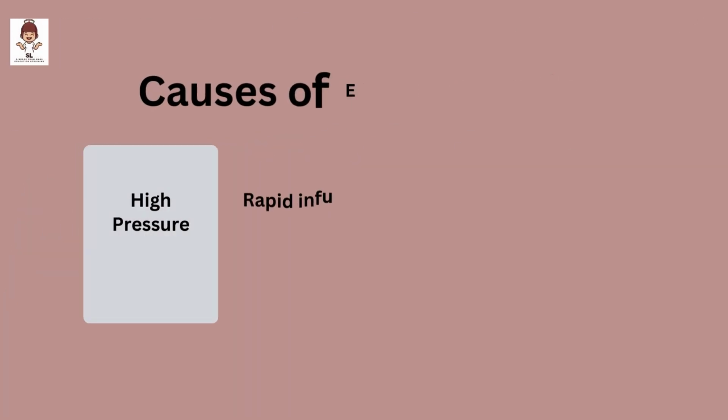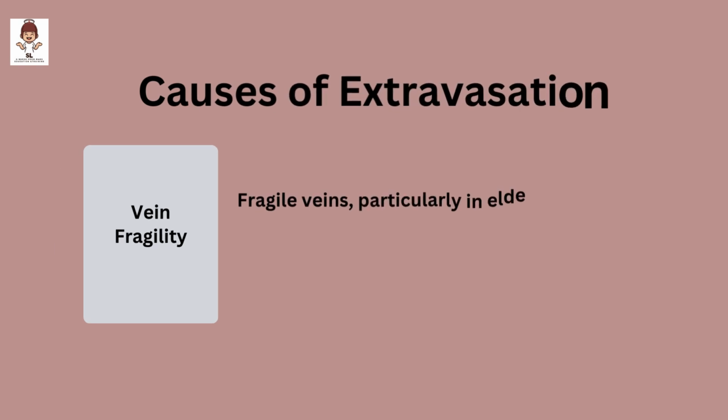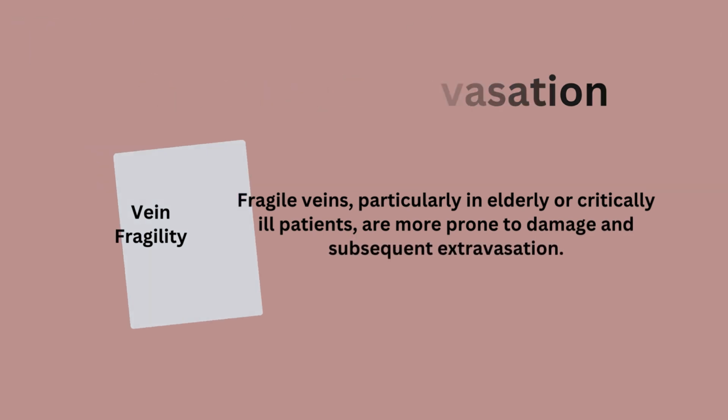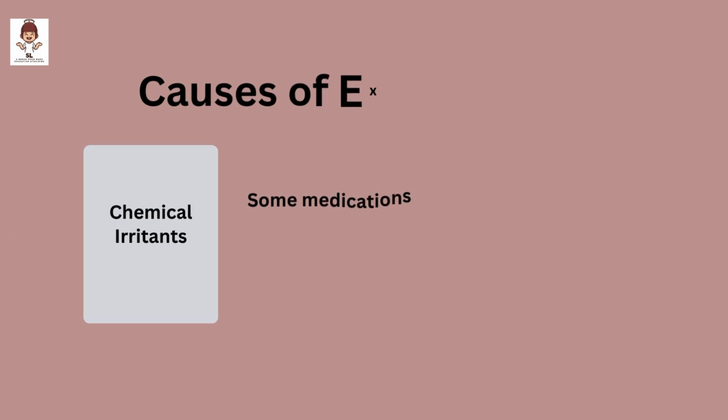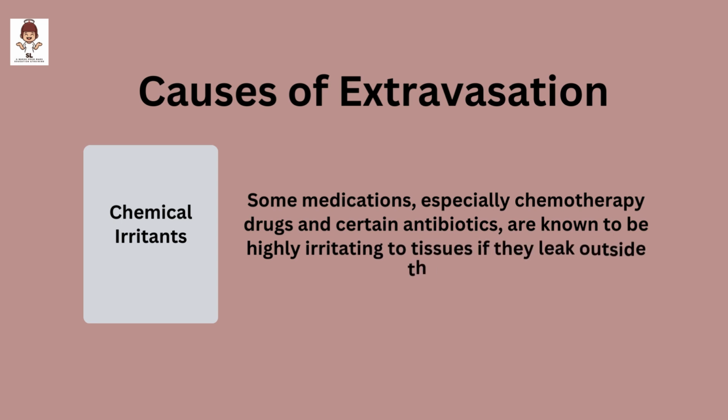High pressure: rapid infusion of fluids or medications at high pressures can increase the risk of extravasation. Vein fragility: fragile veins, particularly in elderly or critically ill patients, are more prone to damage and subsequent extravasation. Chemical irritants: some medications, especially chemotherapy drugs and certain antibiotics, are known to be highly irritating to tissues if they leak outside the vein.